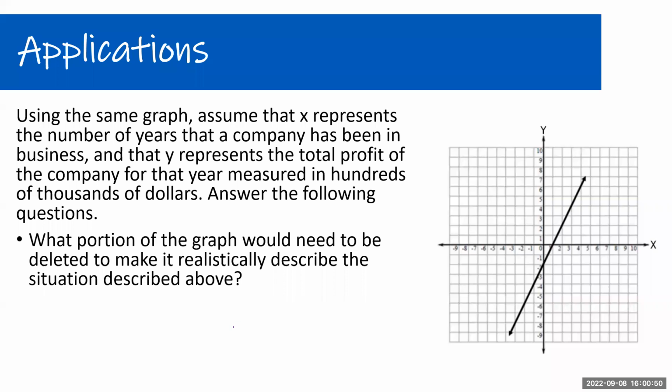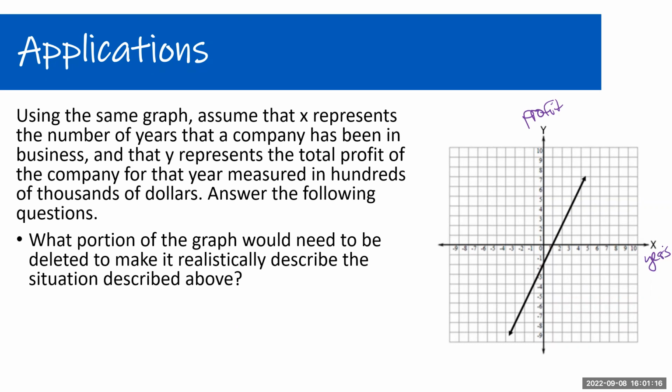Now let's say that we're using the exact same graph, okay? And let's say now that X is the number of years that a company has been in business. So they've been in business 0 years, 1 year, 2 years, 20 years, whatever. And Y is going to be our profit, okay? And the profit is going to be measured in hundreds of thousands of dollars. So here we're talking about profit. Here we're talking about years, okay?